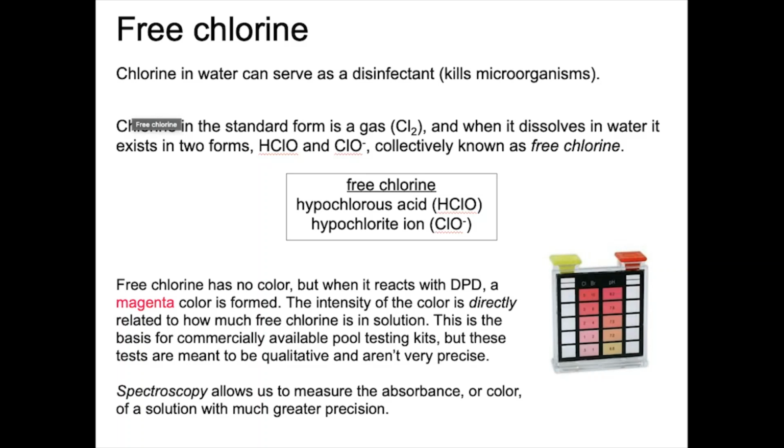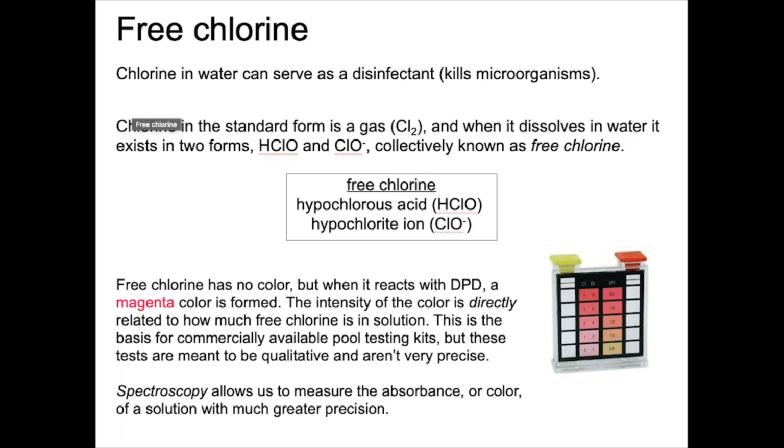By itself, free chlorine has no color, which makes sense because if it had color, we'd see it in the pool and in our tap water. But when it reacts with a compound called DPD, which we'll use today, a magenta color is formed. The intensity of the color is directly related to the concentration of free chlorine in the solution, and we're going to use that to our advantage today.